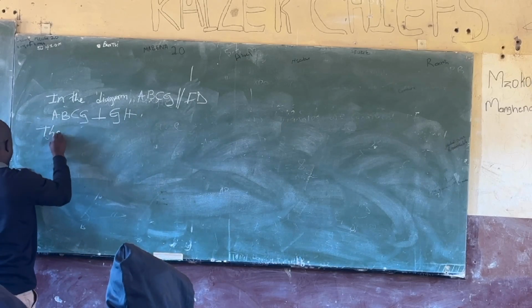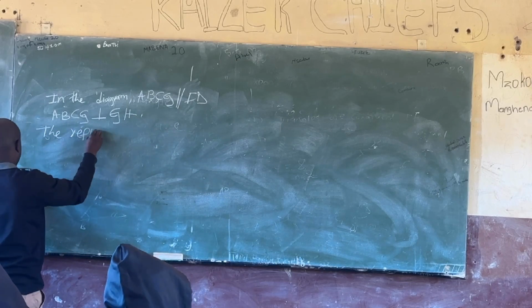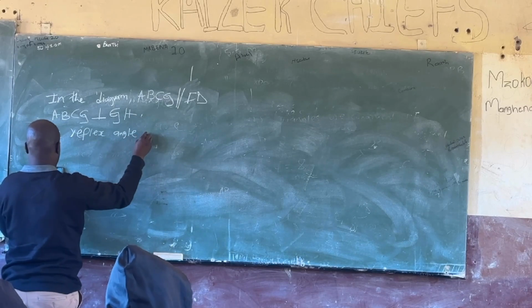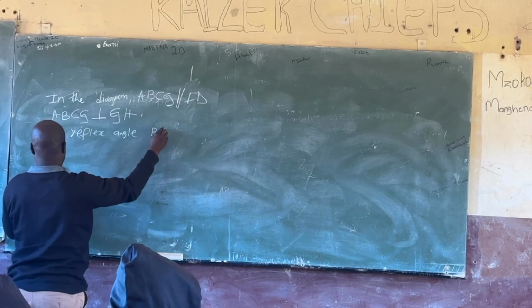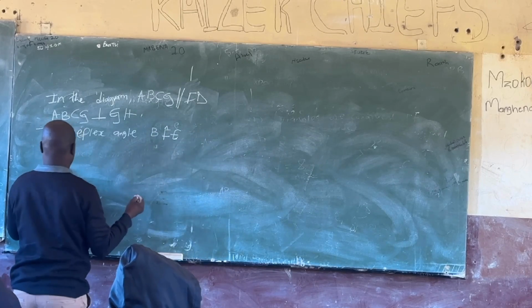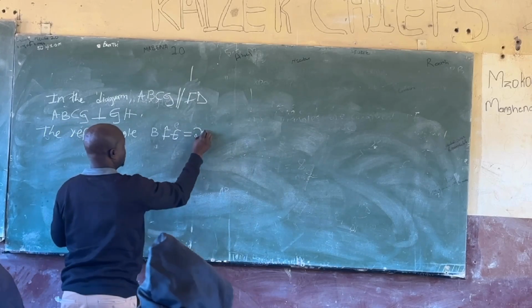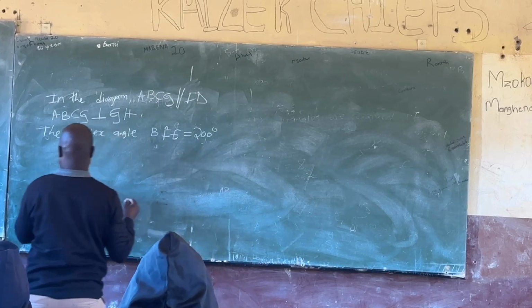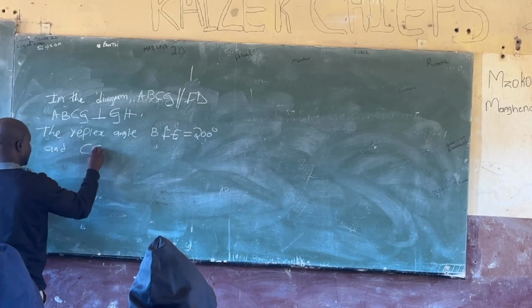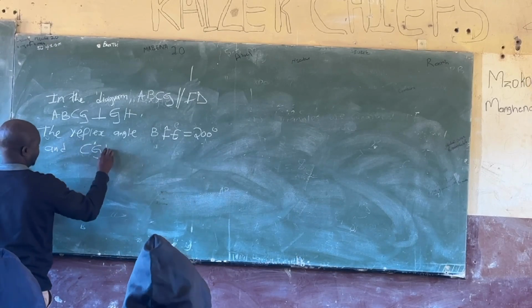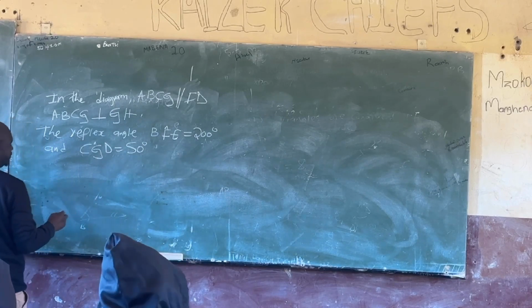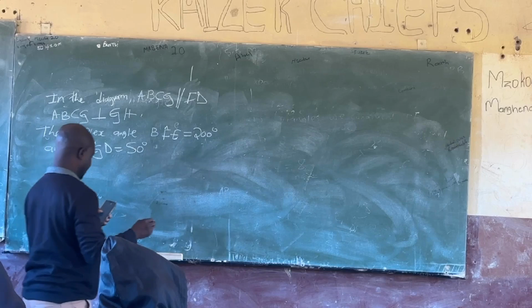Then the reflex angle B, F, E is equal to 200 degrees. And C, G, D is equal to 50 degrees. I will write here.